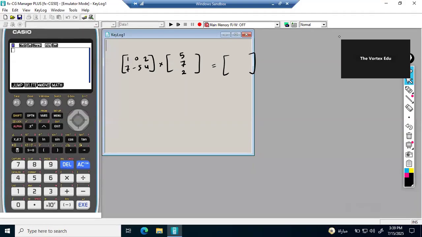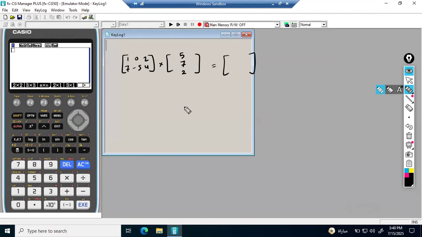So how do we do matrix operations on our Casio graphing calculator? Firstly, to enter a matrix on your calculator, the easiest way to do it is on the main screen. You go to Math, F4, then you choose Matrix Vector, which is F1. Then you have to choose the dimensions of your matrix. Let's say that we're going to add or subtract two 2x2 matrices.